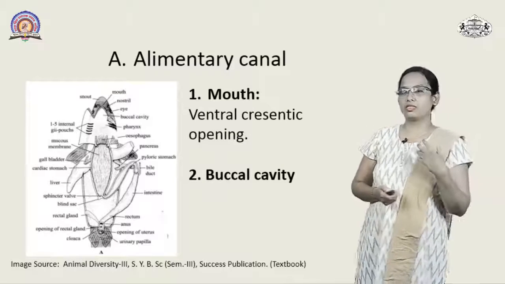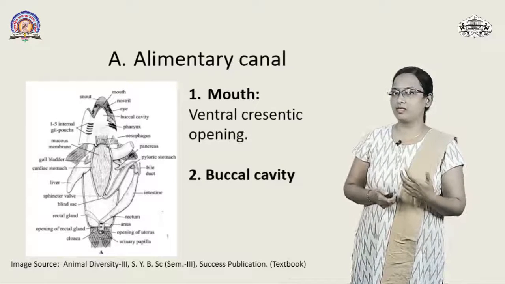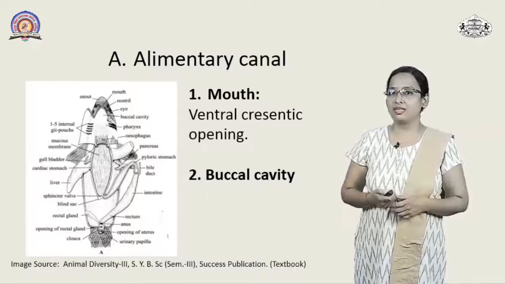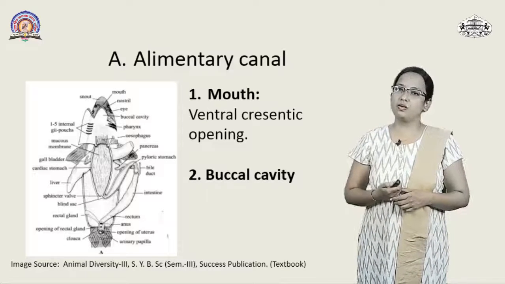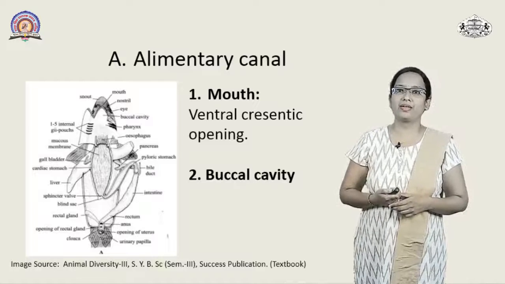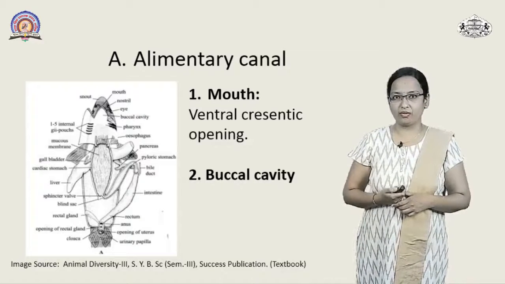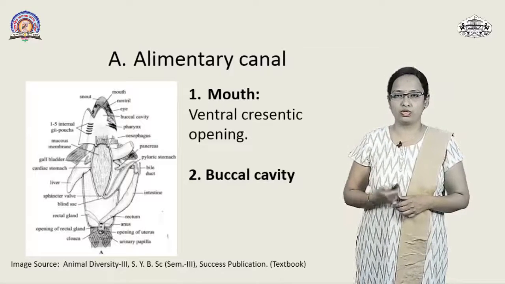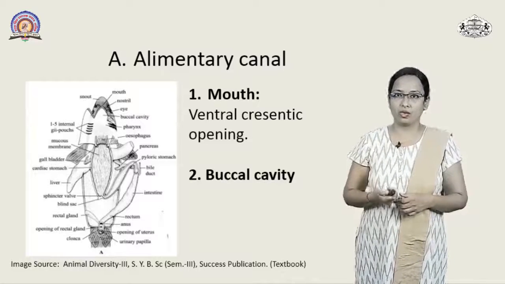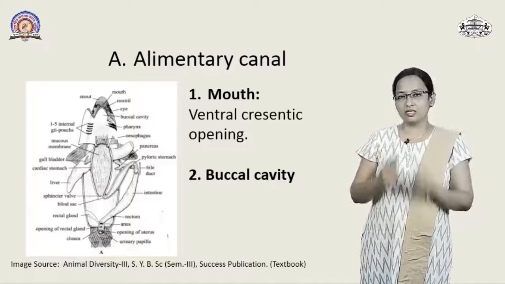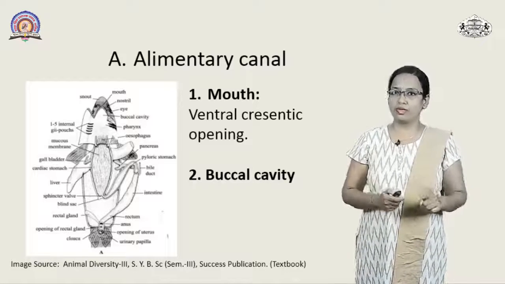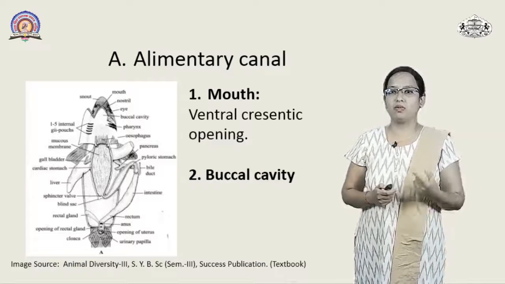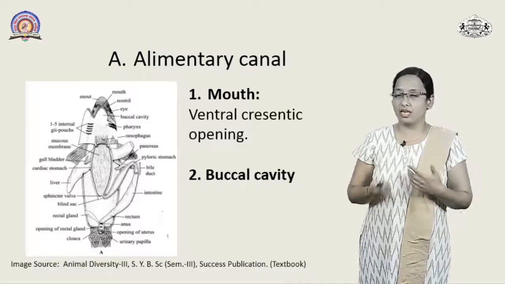Now if you see the structure of the mouth, we have already seen that it is present on the ventral side. The structure is going to be crescentic in shape. Now this particular mouth is being covered by the folds of integument, right? These folds are nothing but the upper jaw and the lower jaw, or say upper lip and the lower lip. This mouth is going to open into a spacious cavity, which will be referred to as the buccal cavity.